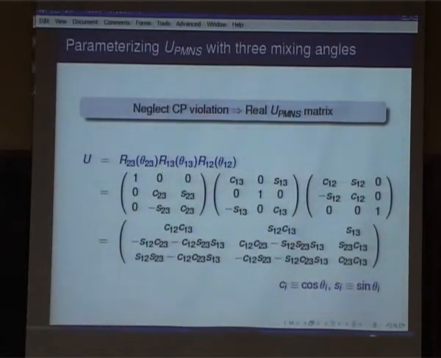So a rotation in the 1-2 plane means a matrix that looks like this: cos, sine, minus sine, cos, with 1 in the 3-3 position. For 1-3, it means that the rotation is in the 1-3 plane. And 2-3 means a 2-3 rotation with 1 in the other position. So this is the convention. It turns out that this is an extremely useful convention.